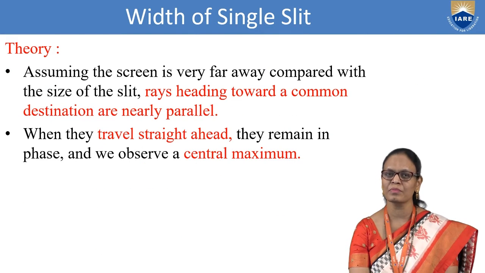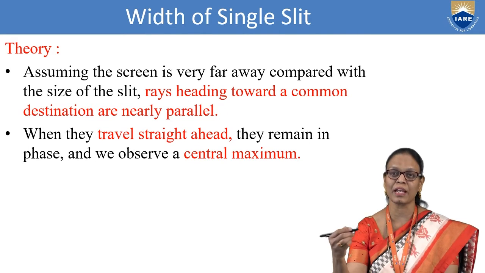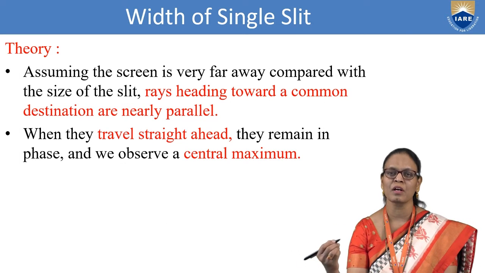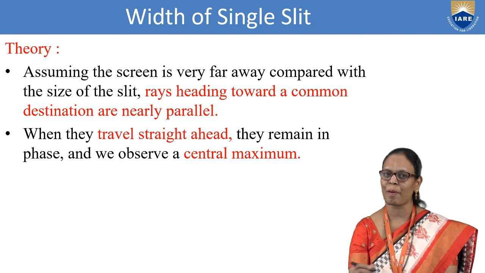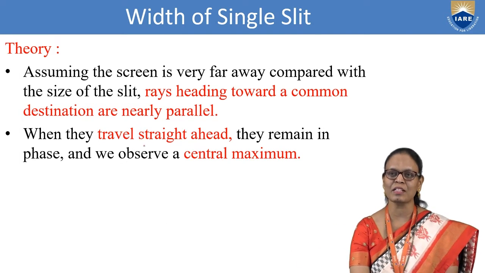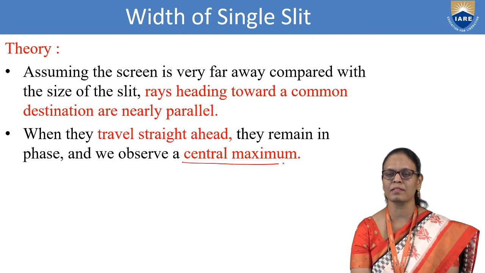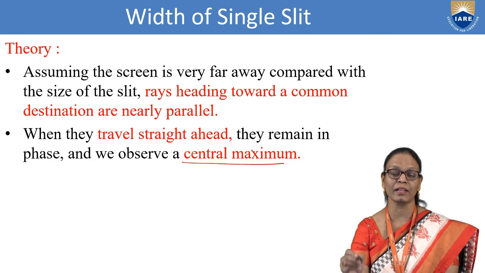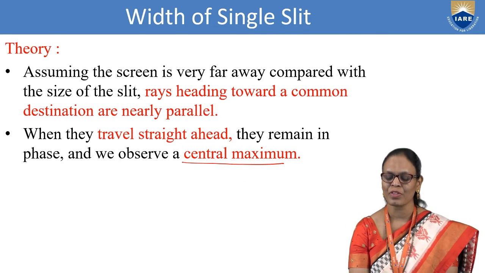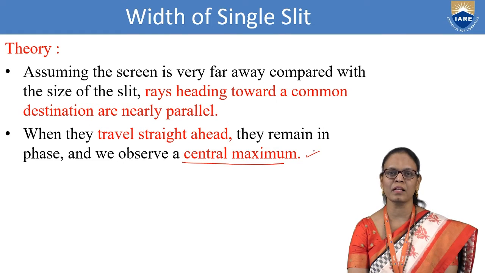Now we assume that the screen is very far compared to the size of the slit, and the rays heading towards a common point are parallel. If we are talking about rays that are coming from a distant point, we always consider them as parallel rays, and they travel straight ahead, they remain in phase, and we have a central maxima at the center. All the rays that arrive at the center point on the screen contribute to the central maxima.